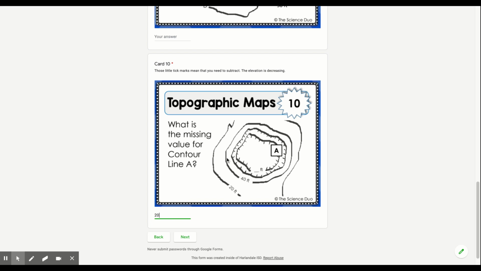Ms. Bonilla, how did you know the contour interval is 20? Well, look, here it went up. It went 20 to 40. And then here it's just going to stay the same because we're going to start to decrease. Okay.